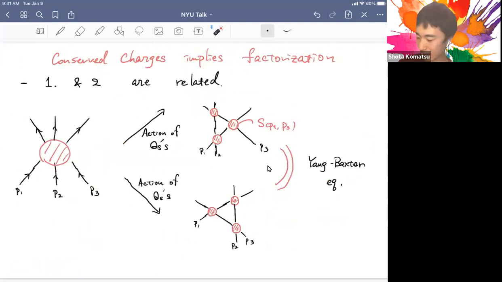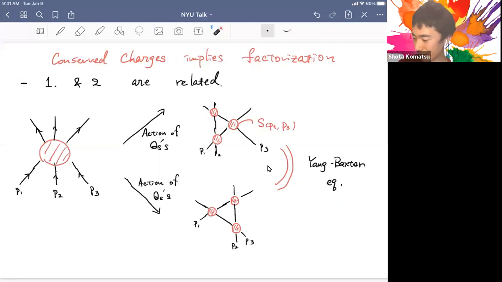So to see this, let's consider the 3-to-3 scattering of this excitation. Because you have some extra charges, you can act on this 3-to-3 scattering picture with some linear combination of these infinitely many charges, and then modify this picture into this picture in which only 2-to-2 interaction takes place.